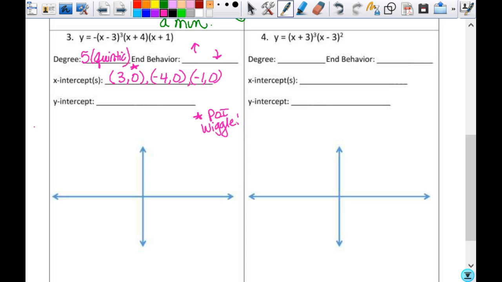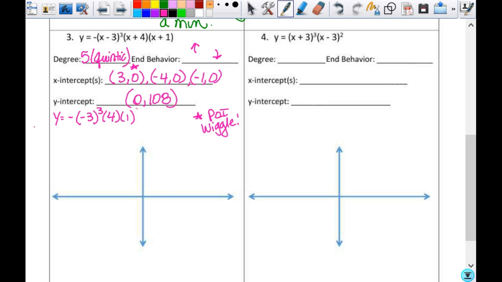Okay. Then your y-intercept is going to be negative times negative 3 cubed times 4 times 1. Right? So what does that give me? 108, positive or negative? Positive, okay? Because this becomes a negative 27, but then times the negative, that's a positive 27, times 4 is going to be 108. So it's 0, 108.